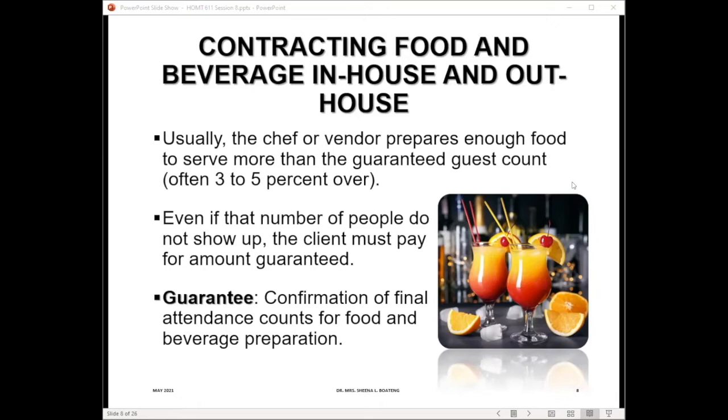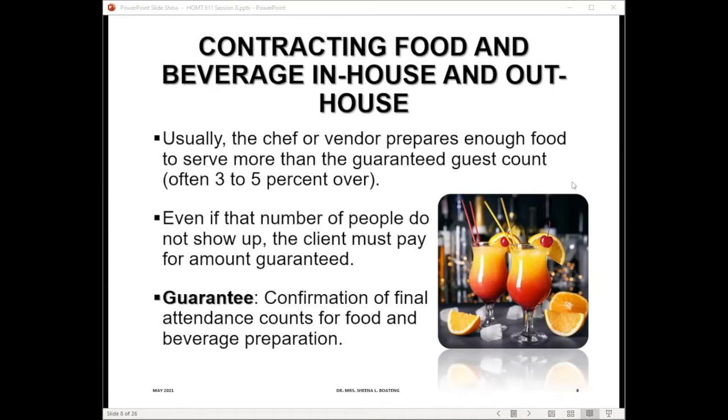Now, in the case that all the 100 people do not show up and there are fewer than these 100 people, you will still have to pay for the 400 because that was the number of attendees that were guaranteed at the point of agreement between the venue and the event professional.